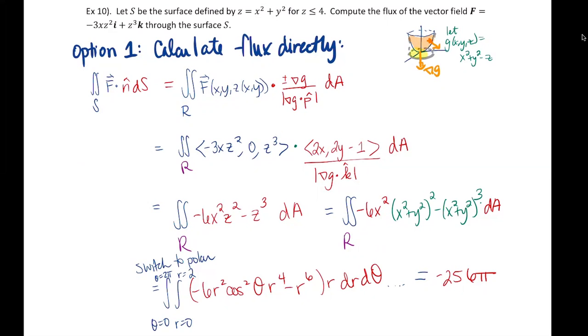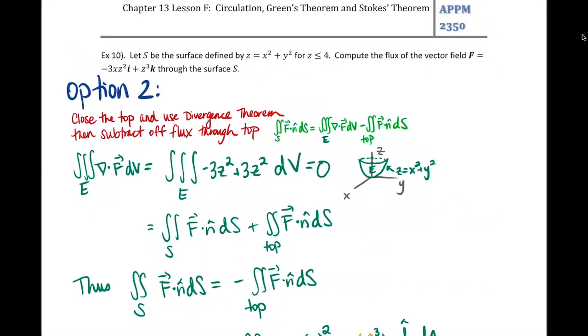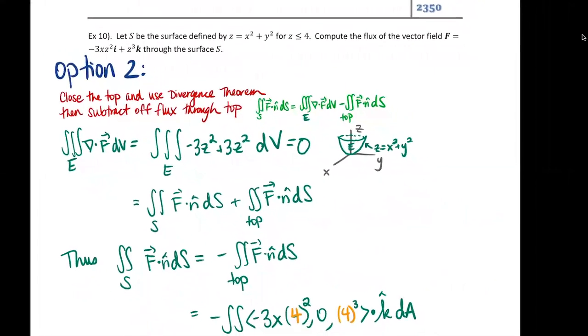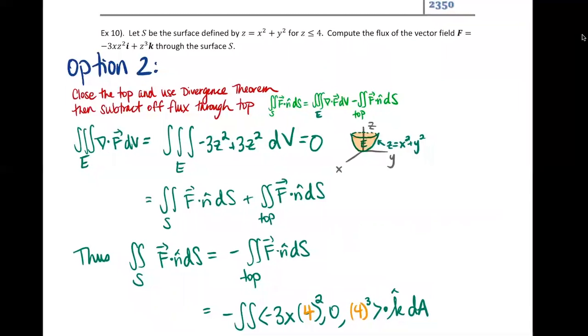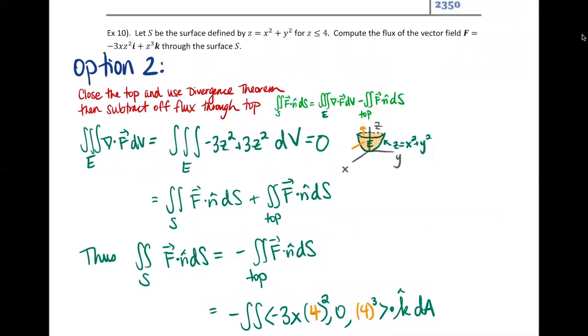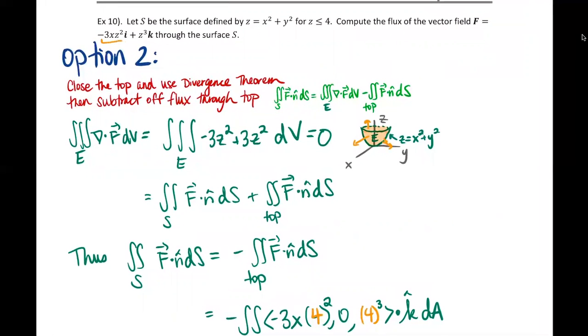The second option is we could have closed this to use divergence theorem. So close the top and then use divergence theorem to calculate the flux through the whole closed region. So we would now do this and this. We'd calculate outward flux using divergence. Divergence theorem can apply here because my vector field F has components with continuous partial derivatives. So notice when I calculate, the divergence is 0.